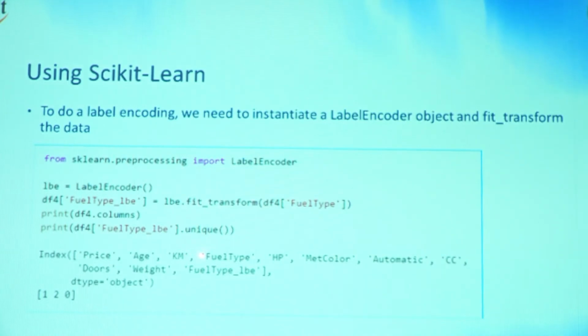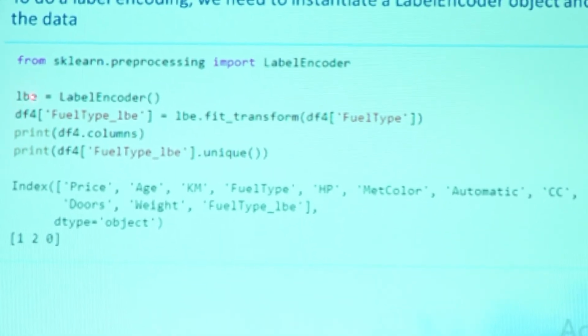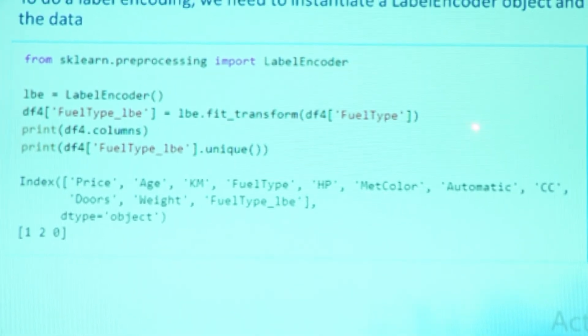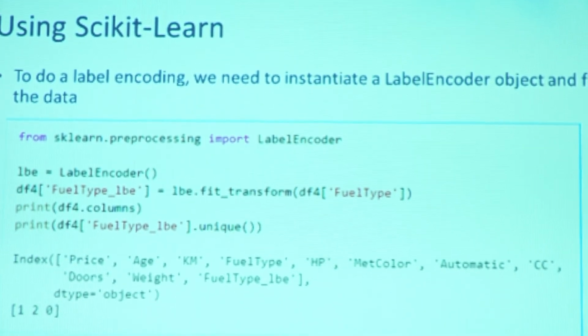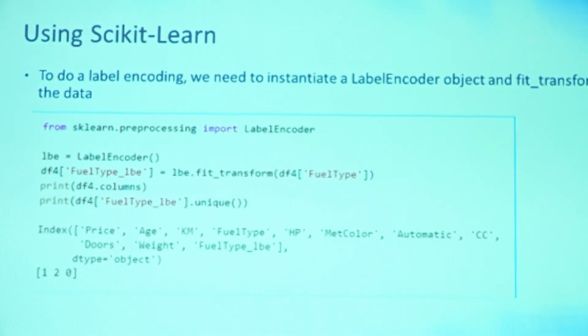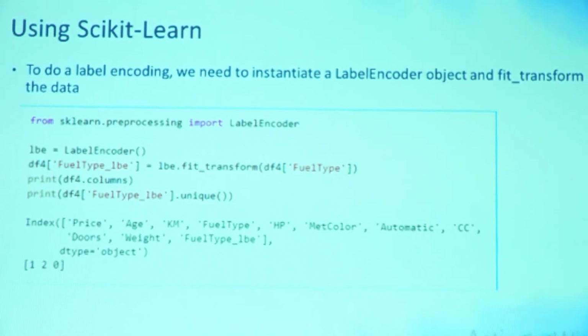From the pre-processing package of scikit-learn, you have to import label encoder, and I am calling it LBE, and I have to fit my data frame onto that particular encoder. So what I am doing is label encoder dot fit transform on my column. Once I do that, automatically you can see I have got the unique values of my column as 1, 2 and 0. So this is an alternate approach. Instead of doing it manually, you can use sklearn's label encoder as well.